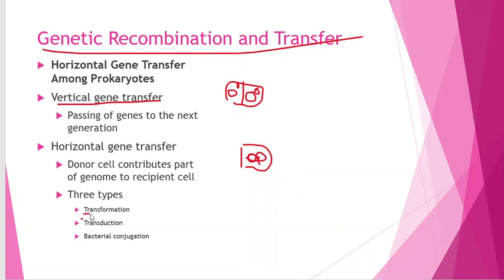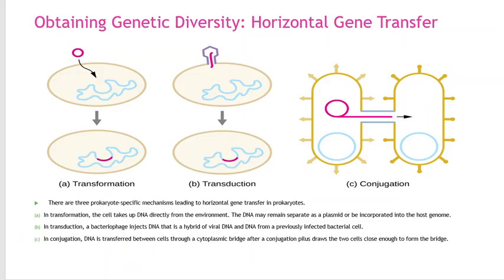There's three ways that bacteria can get additional DNA. We've got something called transformation, we have something called transduction, and we have something called bacterial conjugation. These are oftentimes mixed up on the exam, so please pay attention. Transformation, this is what happens. What happens is we have a bacteria.